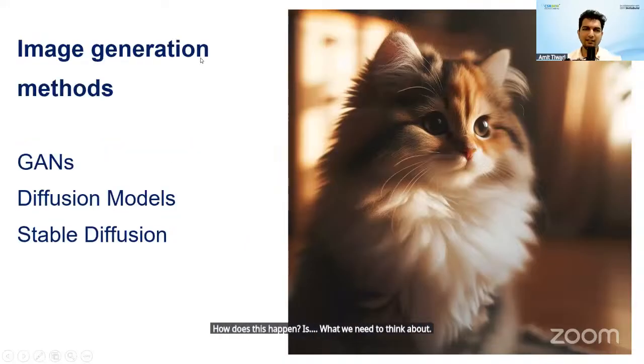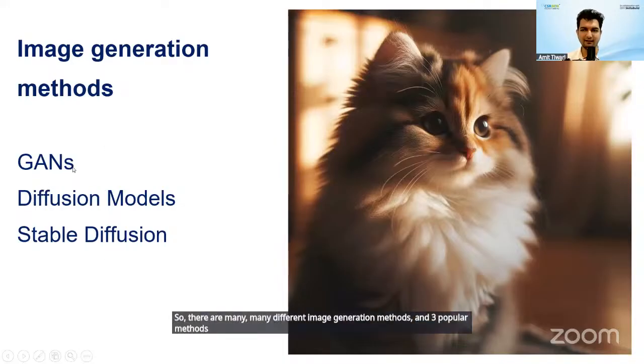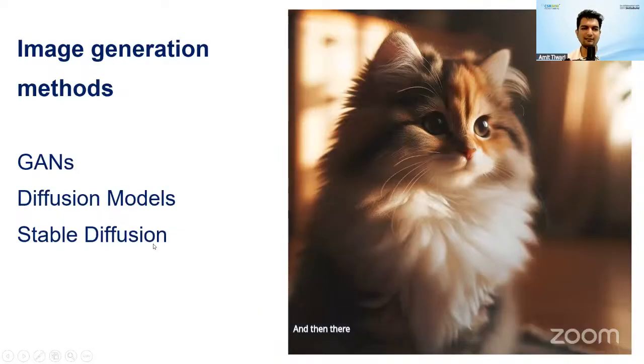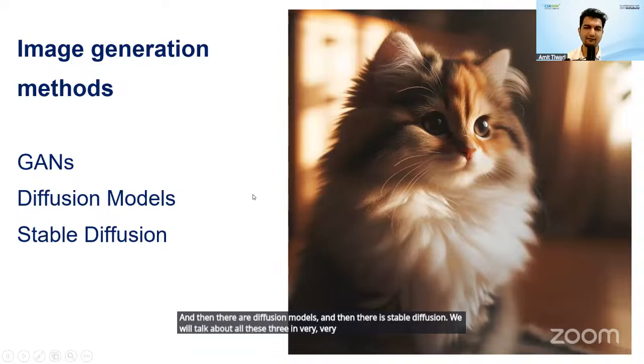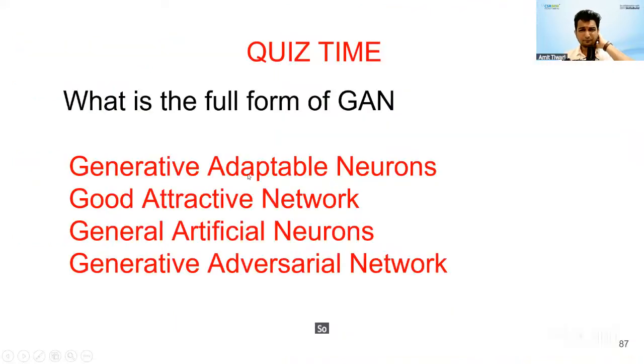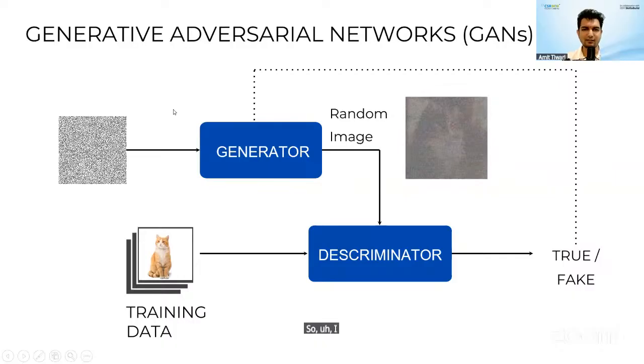There are many different image generation methods, and three popular ones. The first of them is a GAN, which is a generative adversarial network. Then there are diffusion models, and then there is stable diffusion. We will talk about all these three in great detail here. I will skip the questions for now because I will take questions at the end.